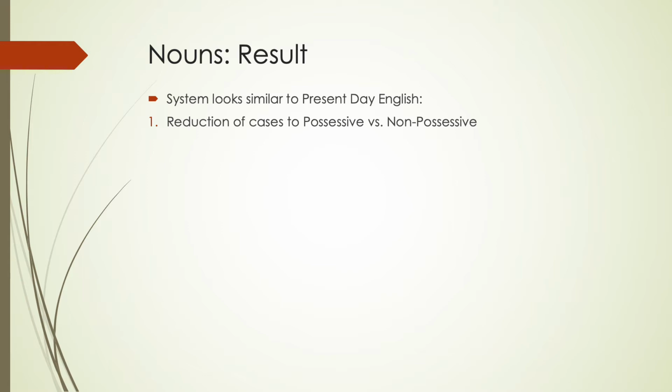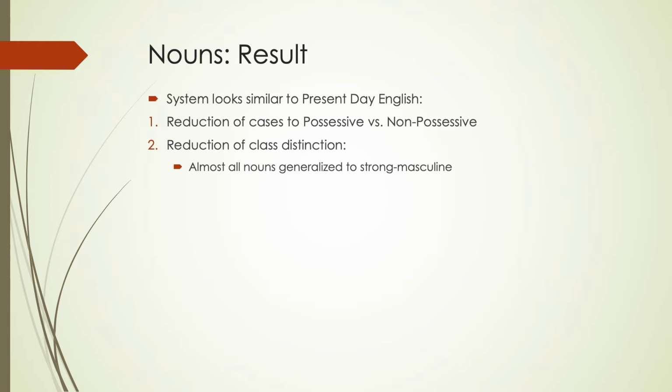We see a reduction of those class distinctions where almost all of the nouns are generalizing to that strong masculine form, and so any of those other differences that we saw in all of those different kinds of noun classes and noun categories in Old English are all becoming much more similar and generalizing into the same kind of pattern. A few of them retained some of their distinctions, so we still have a couple of examples today, things like child versus children, ox versus oxen, where we still have that n plural ending.